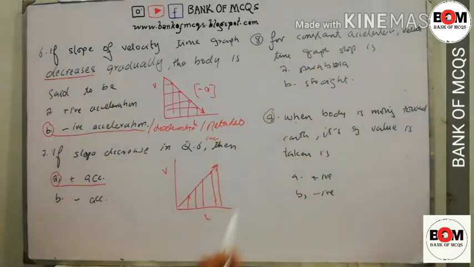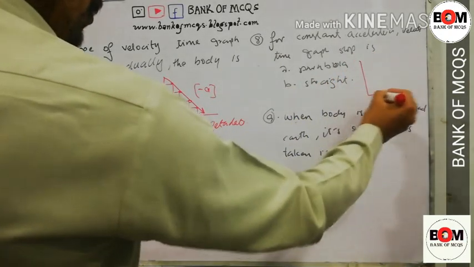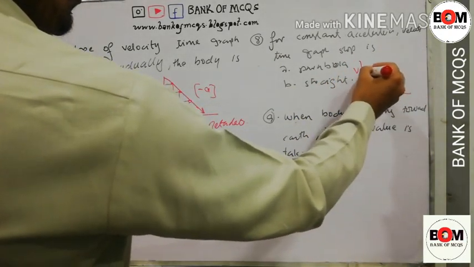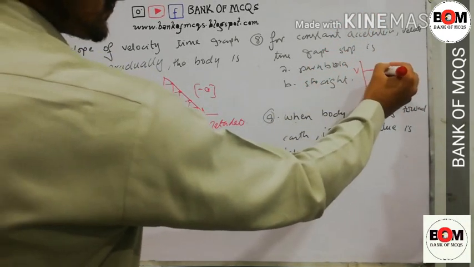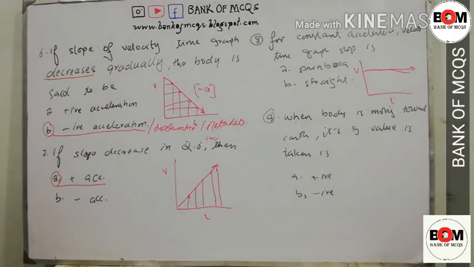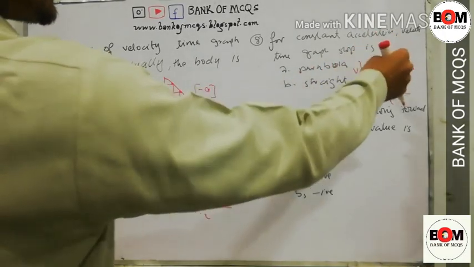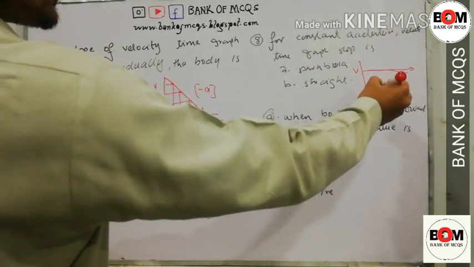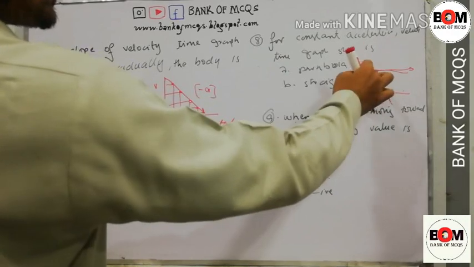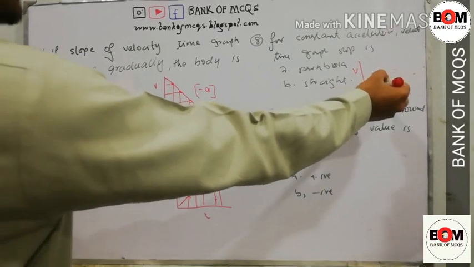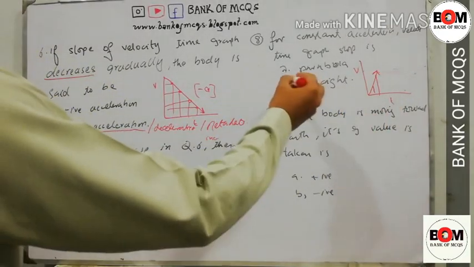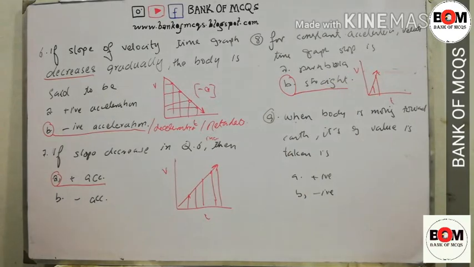Question 8. For constant acceleration, the velocity time graph slope is a parabola or straight. If velocity is constant, or for constant acceleration, it means the velocity is changing at equal intervals of time. So for this the acceleration graph is straight.